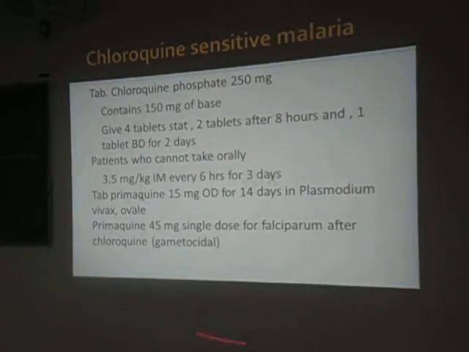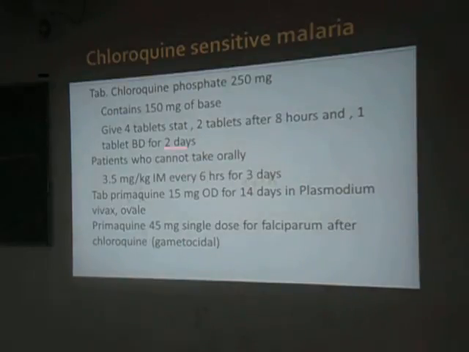Okay, so chloroquine sensitive malaria, what are the common drugs which are used? Okay, so chloroquine 250 milligram tablets are there and they are 150 milligram base. So the drug is given as 4 tablets start, then 2 tablets after 8 hours, then 1 tablet daily for 2 days. Okay, so previously we had a strip containing those things. Instead of 4 tablets we have 2 tablets. 2 tablets are placed on either side, the rest 4 tablets are in a straight line. Okay, that's how the lateral strips come.